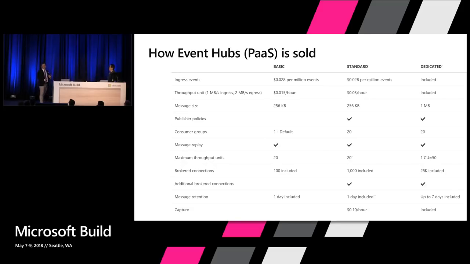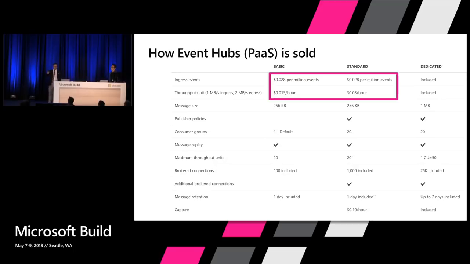How we sell event hubs. When you're looking at basic or standard, where most people start in standard, we have two things you need to think about. The first is ingress events, and the second is throughput units. Throughput units is the more kind of natural one to think of. It's megabytes per second. So it's a reservation for megabytes per second. Each throughput unit is giving you the ability to send 1 megabyte per second or 1,000 events per second. It costs 3 cents an hour.